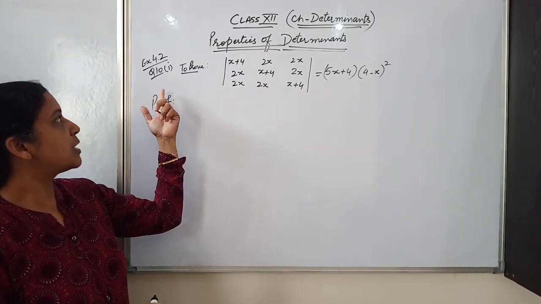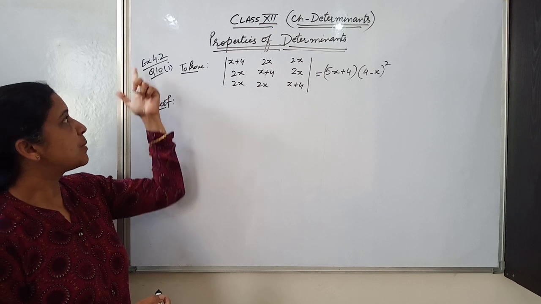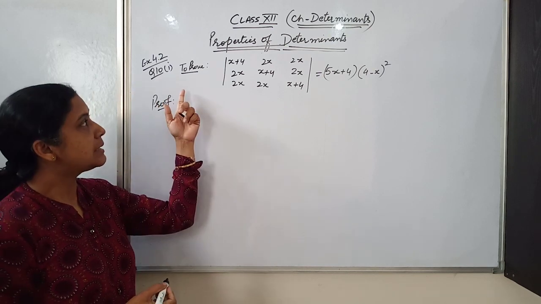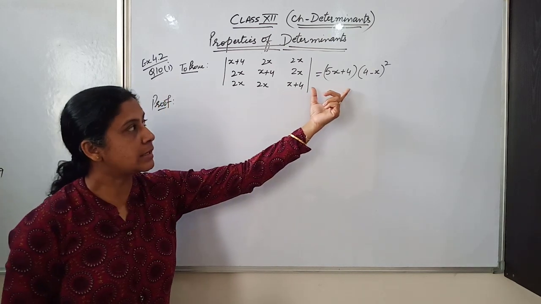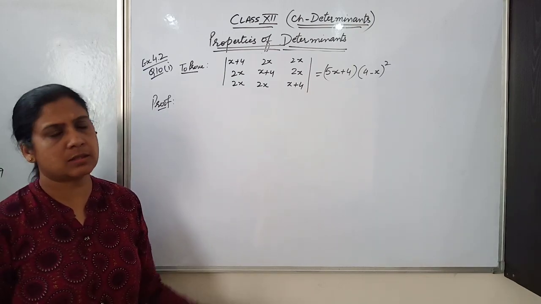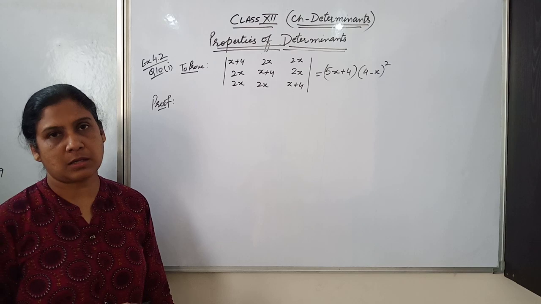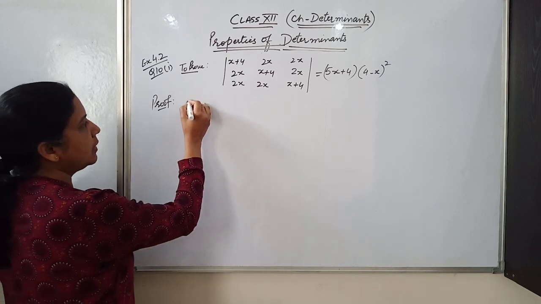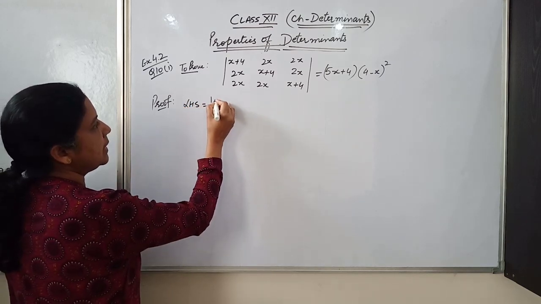Let's come to another question. Question number 10, first part from exercise 4.2. It says we have to prove this whole determinant is coming out to be 5x plus 4 into 4 minus x whole square. It's a very important question for 4 marks. Let's start with the proof. I will start the proof with LHS.